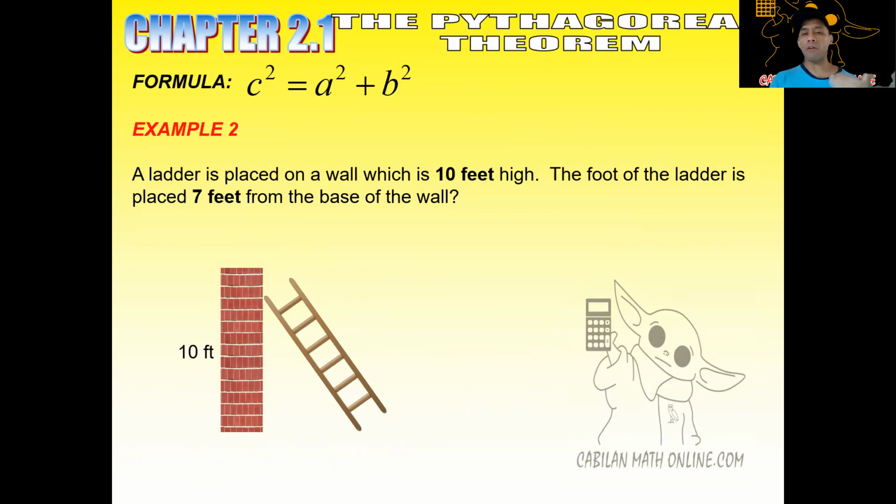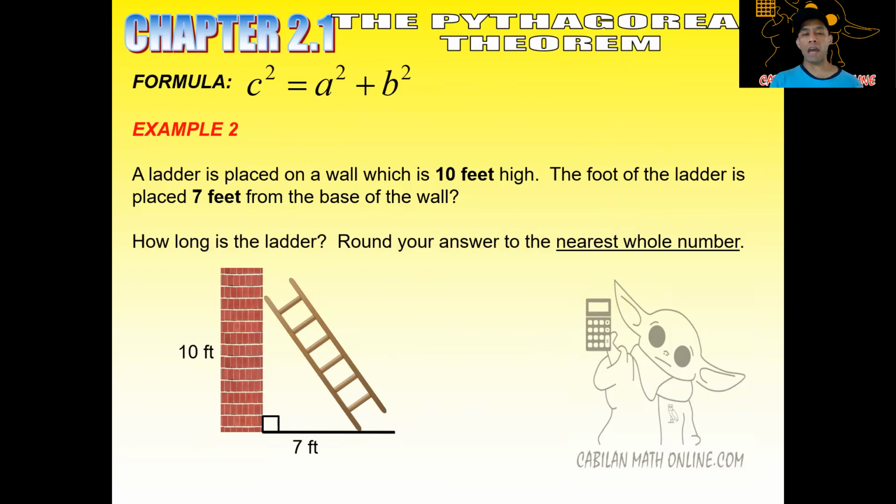Now, what the foot of the ladder refers to is the bottom of the ladder. So we're looking at the distance between the bottom of the ladder and the wall, which in this case is 7 feet. So what do we want to answer in this question? We want to figure out how long the ladder is. Always start off with the formula first.